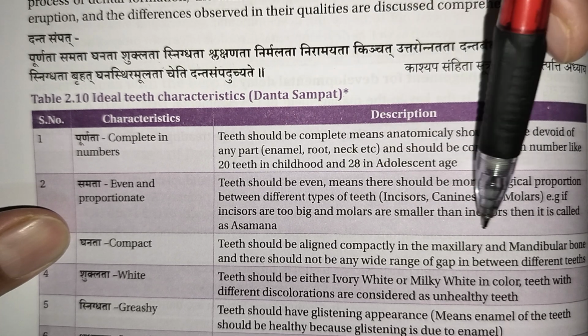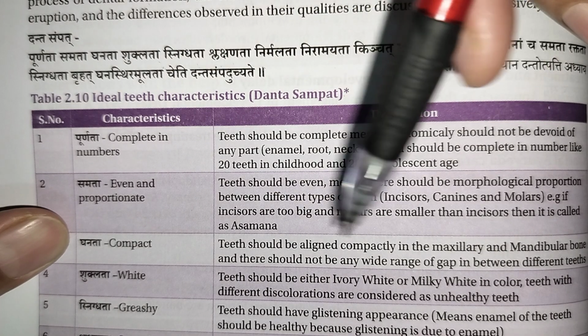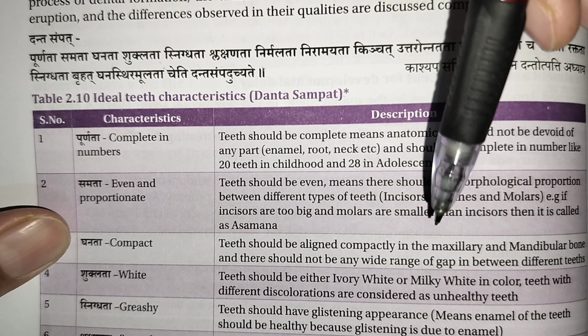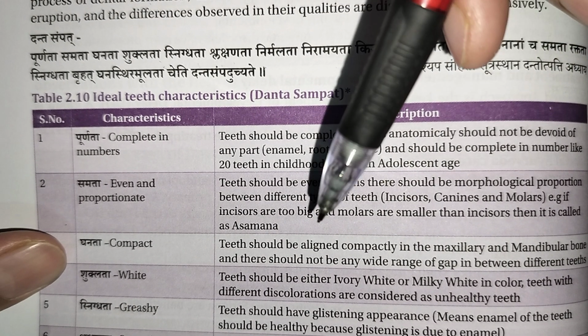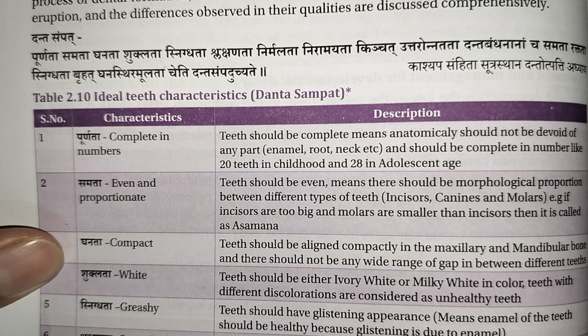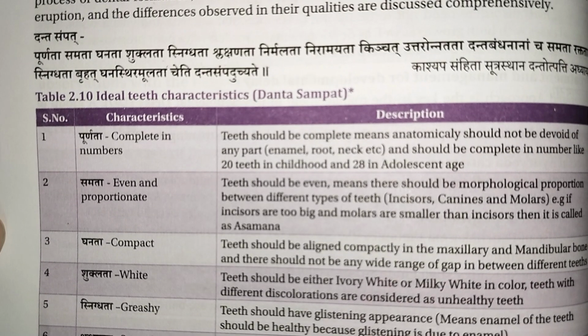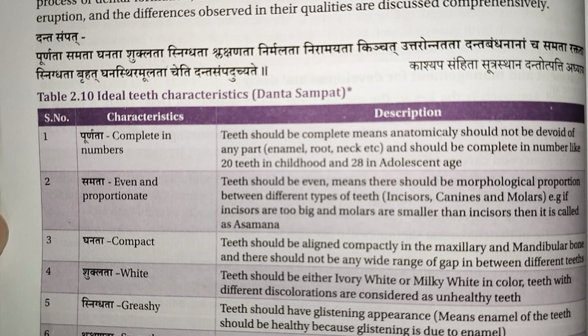So aligned in the maxillary and mandibular bone, it has to be rightly aligned, without any wide gap between the teeth, right? So this is called ghanata. Next is shuklata. It has to be whitish or properly white in form, right? So it has to be white or milky white in color.